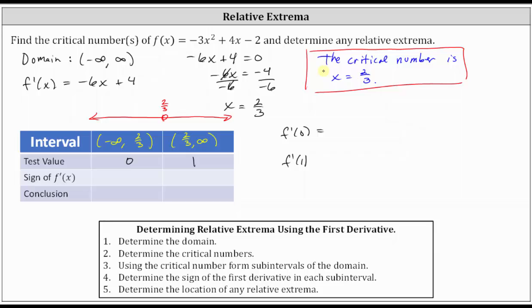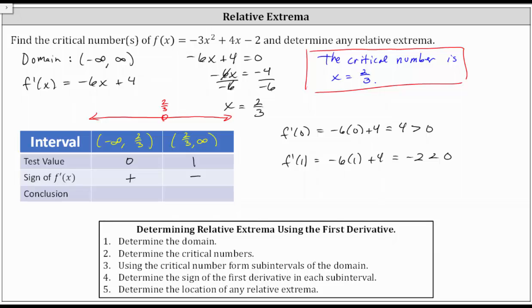Well, f prime of 0 is equal to negative 6 times 0 plus 4, which is equal to 4, which is greater than 0. This indicates the first derivative is positive over this subinterval. And now we'll determine f prime of 1, which is equal to negative 6 times 1 plus 4, which is negative 2, which is less than 0. The first derivative is negative over this second subinterval.